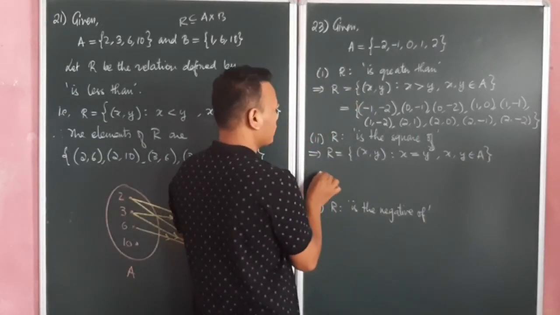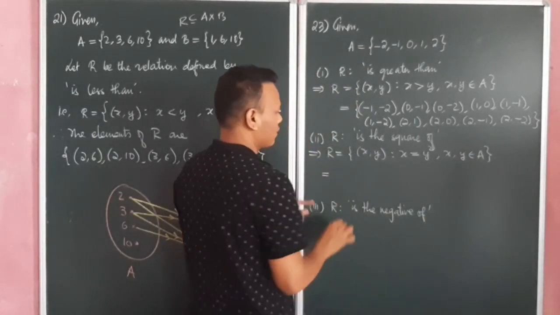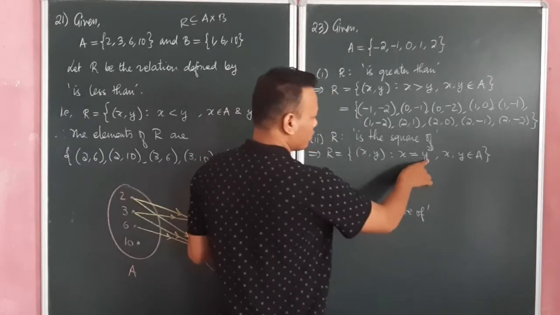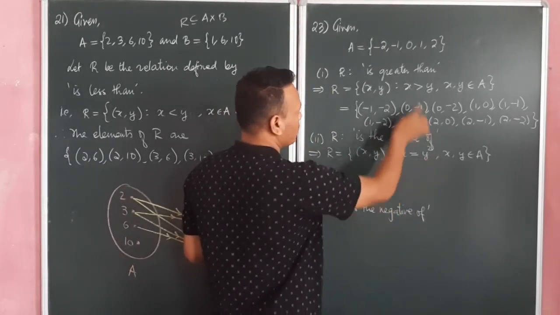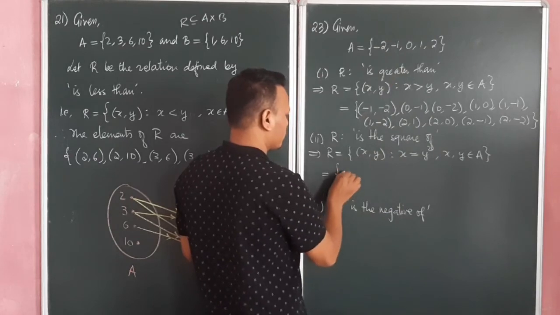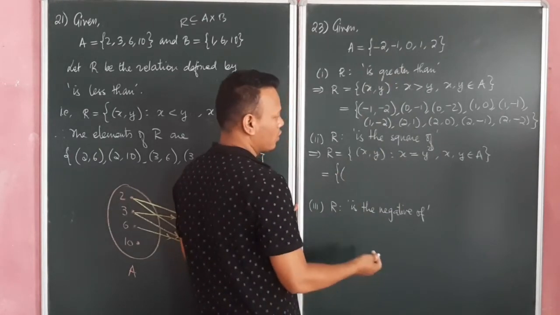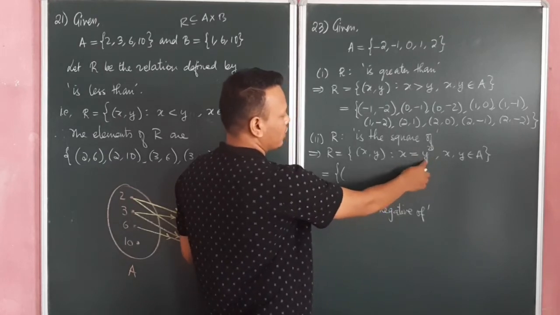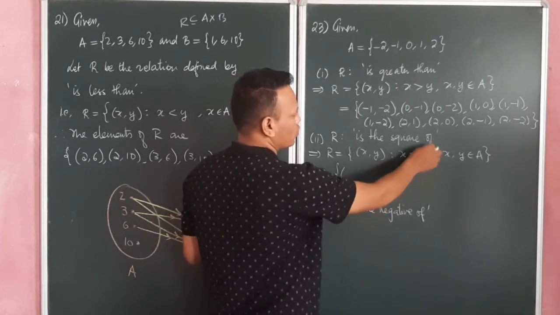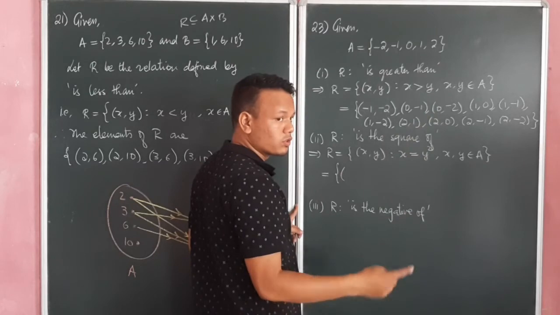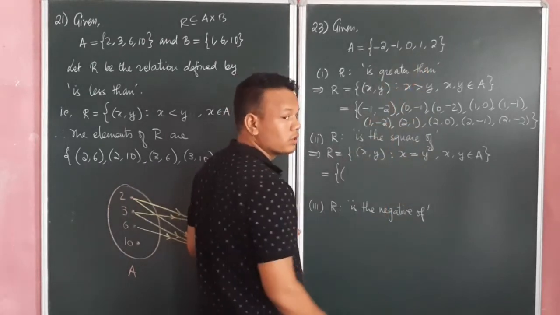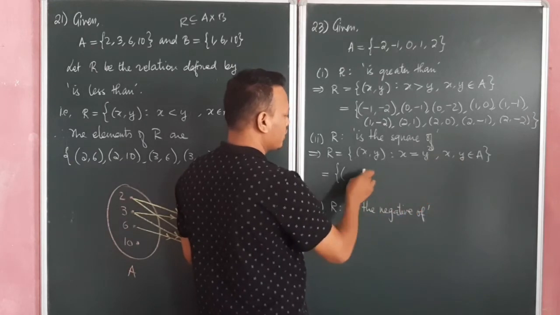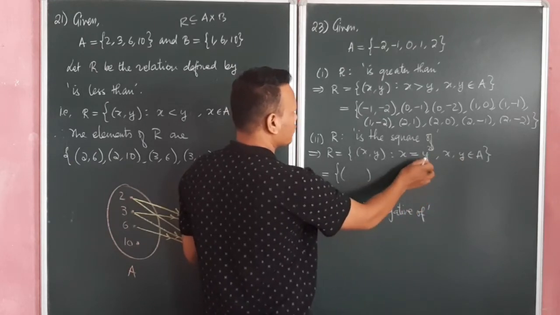Now let's write this in roster form. If I choose y to be minus 2, then x equals minus 2 whole square, which is 4. We don't have 4 here, isn't it? So x equals 4, y equals minus 2 cannot be taken. So next is y equals minus 1.